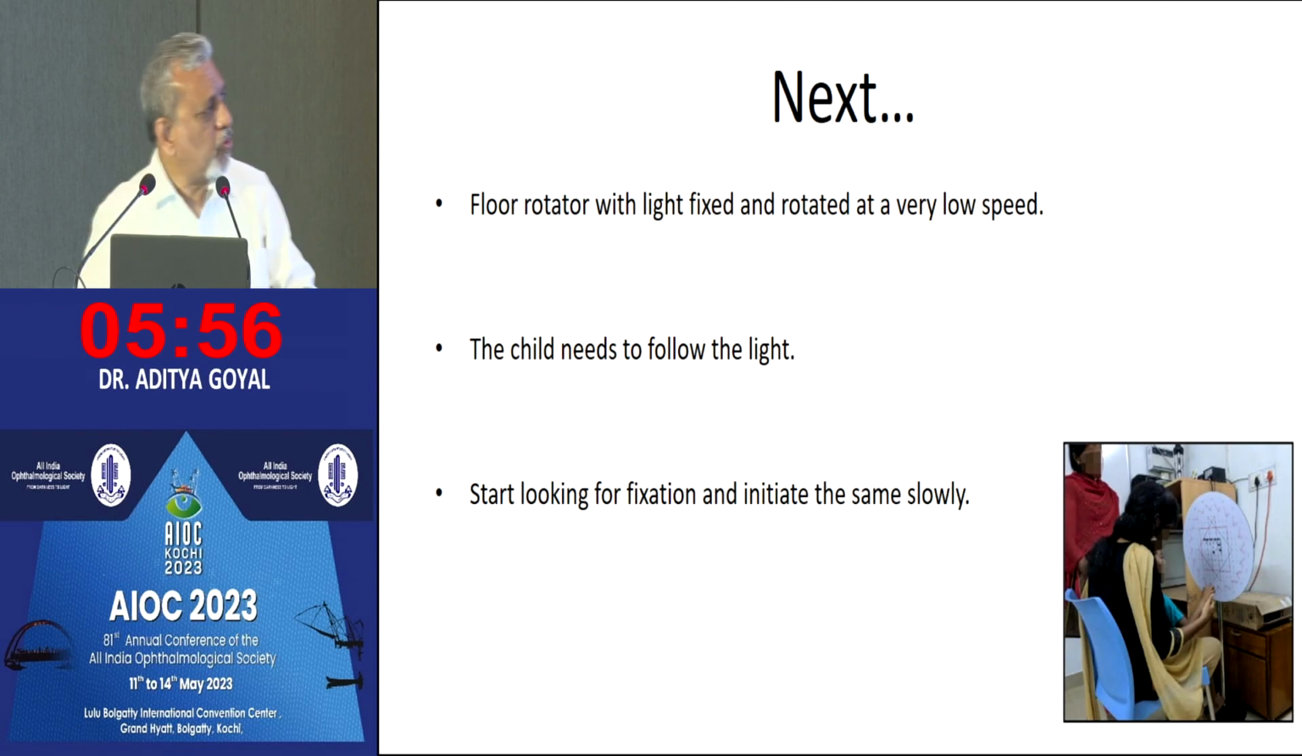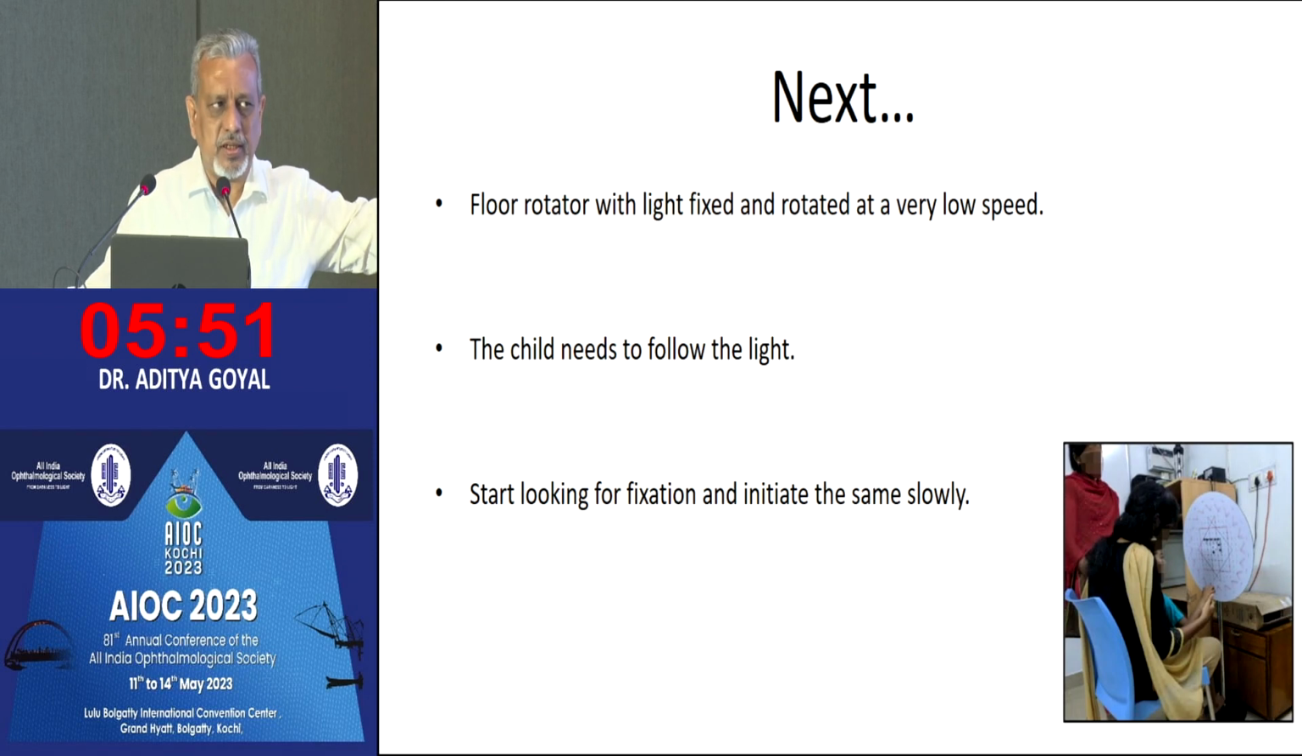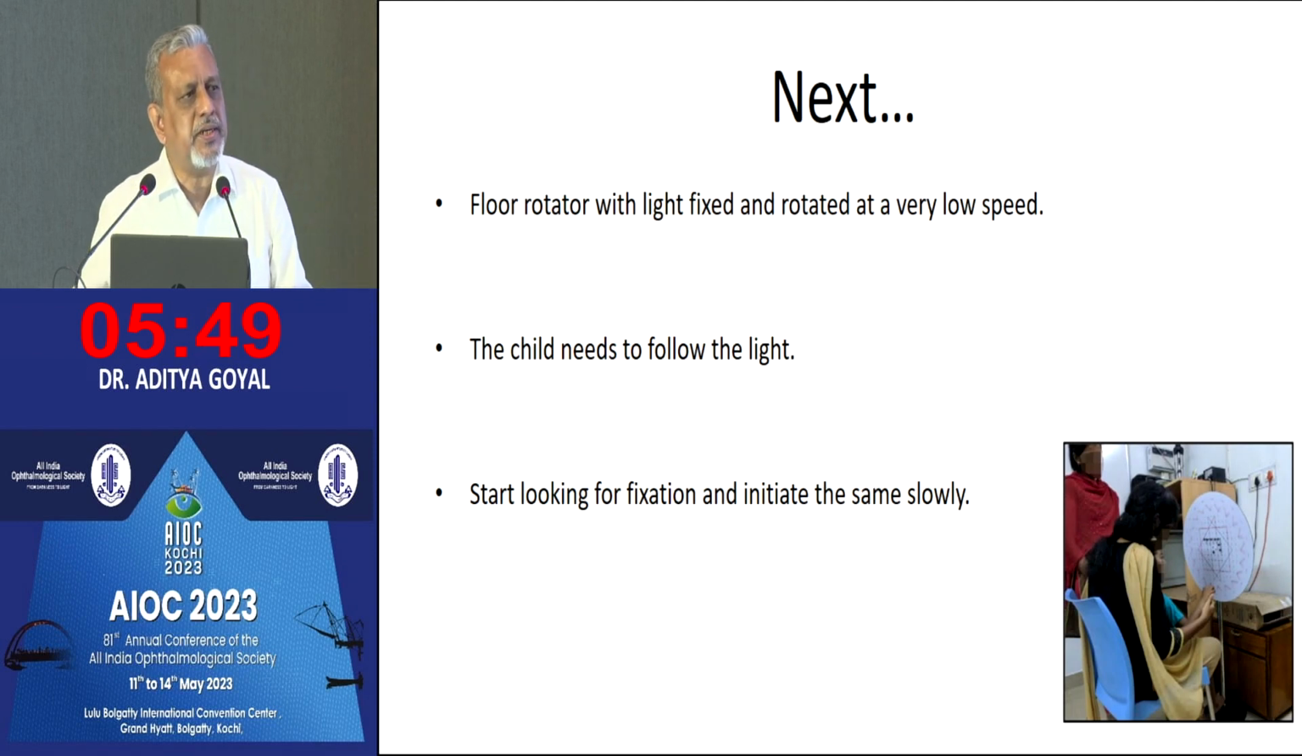We use this floor rotator considerably. So what we do is we fix a light on that, a torch light or a small LED light, and rotate it at a very, very slow speed. Keep it in a dark hall, a dark room, and rotate the floor rotator at a very low speed, and the child needs to follow that. The brightness of the light could be increased or decreased depending upon the perception and the fixation. And if the fixation is not good, stop it. Keep it stationary till the child starts fixating and then start rotating it again.